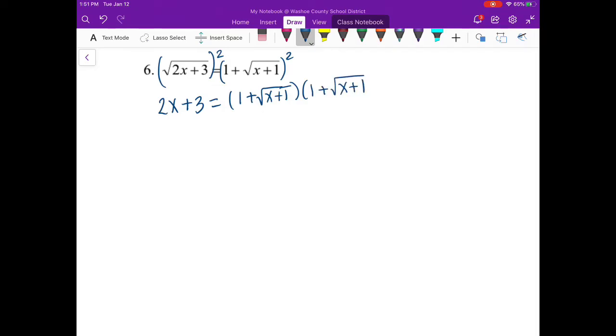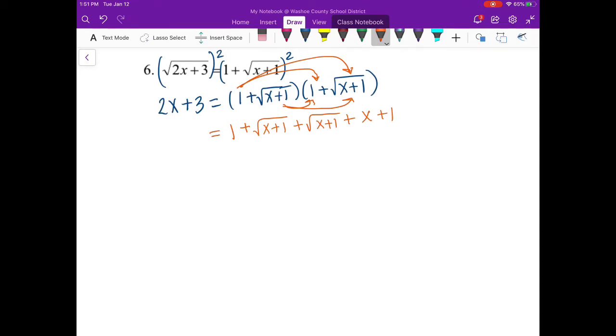We're going to have to do double distribution, okay? So let's do that just slowly, take it one at a time. So 1 times 1 is 1, plus 1 times the square root of x plus 1 is just the square root of x plus 1. And then again, there's another one, square root of x plus 1. And then what happens here is square root of x plus 1 times square root of x plus 1 makes the radical go away. So it's just x plus 1, no radical.